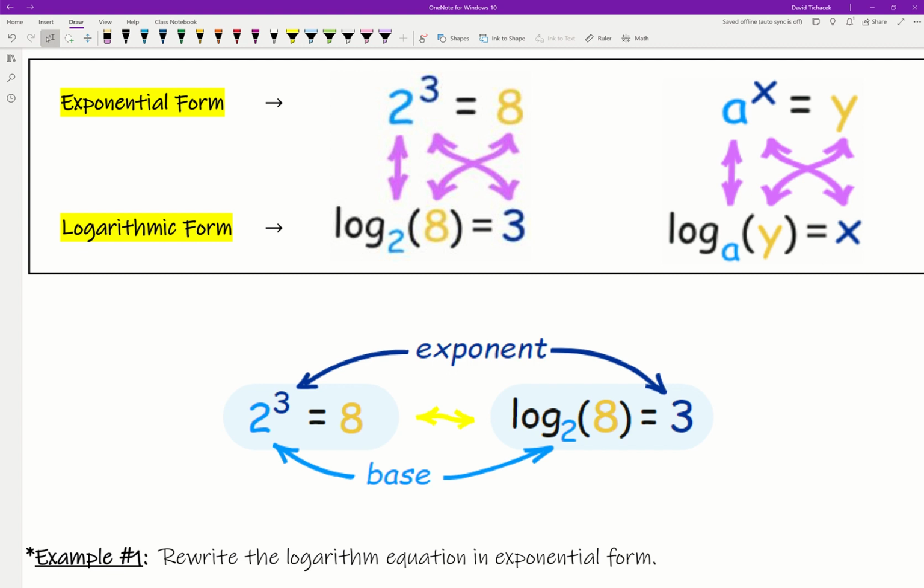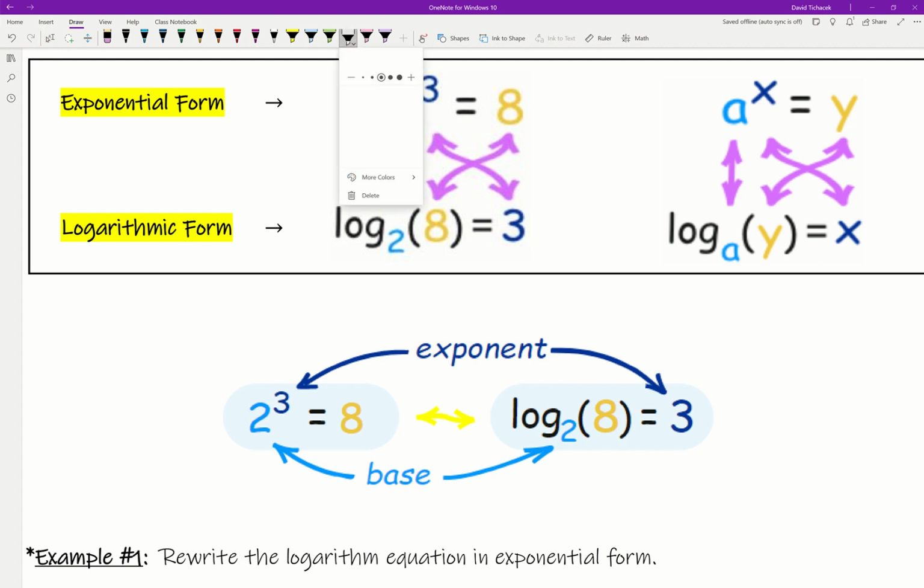Both of these statements that you see here, 2 cubed equals 8 and log base 2 of 8 equals 3, are the exact same statement. They're just said in 2 different languages. One is in the language of exponentials, the other is in the language of logarithms. And you see how you can translate from one to the other.